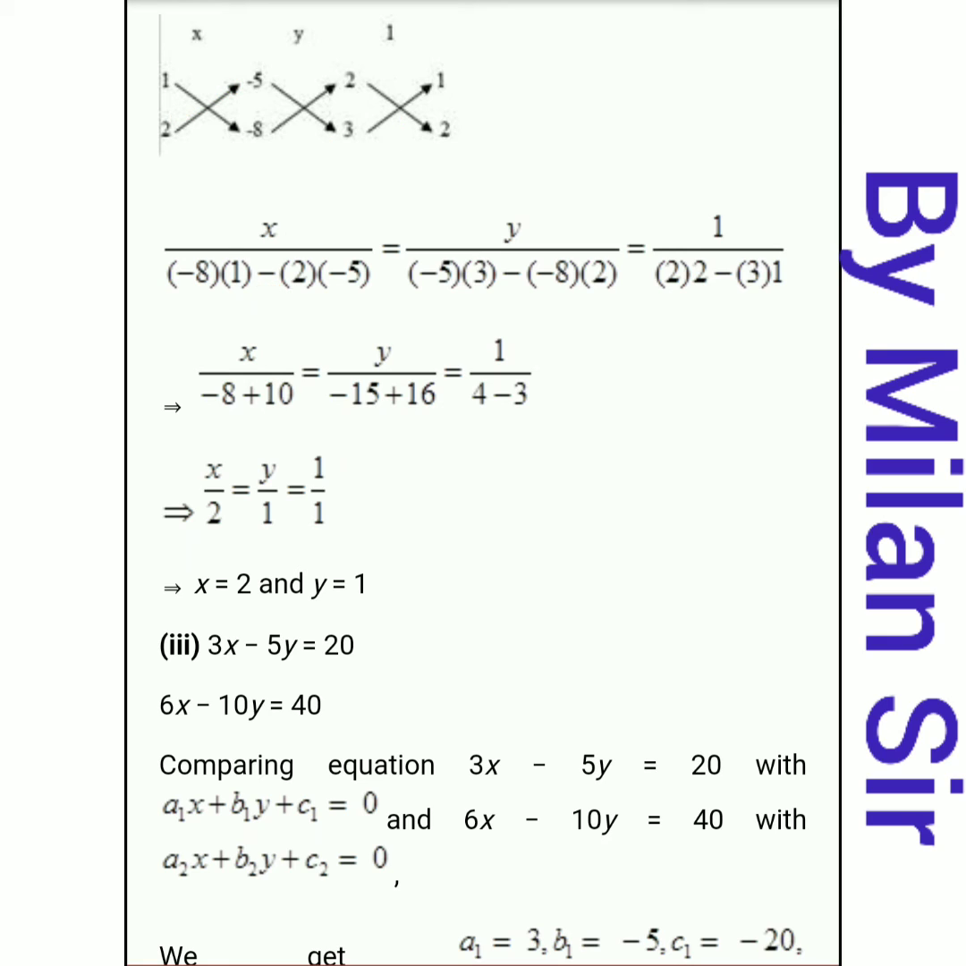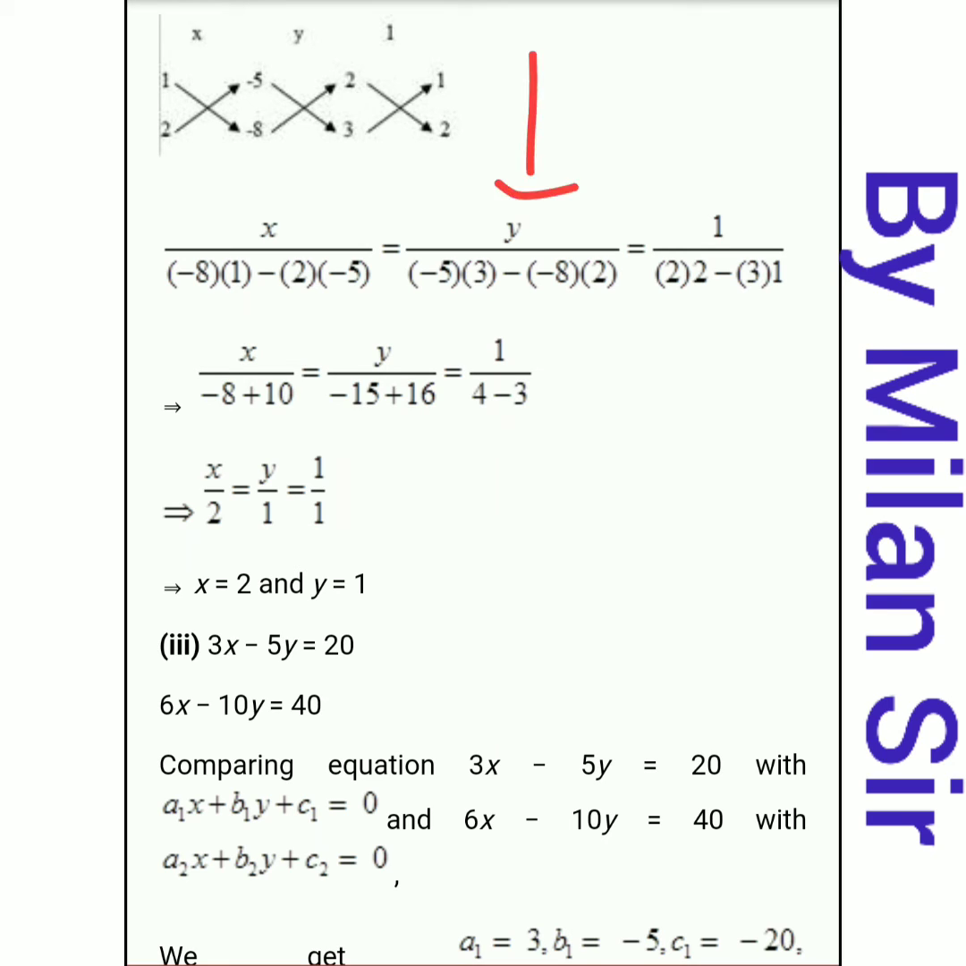Again, first of all, we need to do this cross multiplication. Minus 8 into 1. Then we need to put minus sign. Then we need to do our second cross multiplication. 2 into minus 5. Same thing we need to follow in case of y.